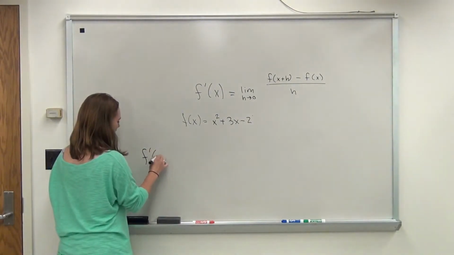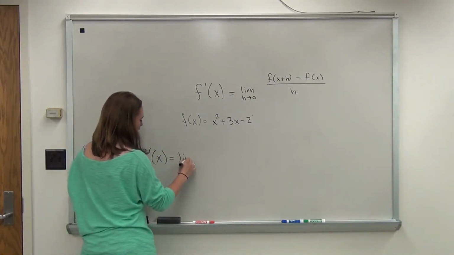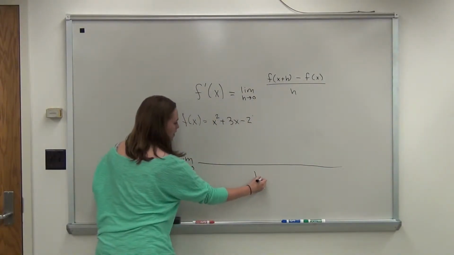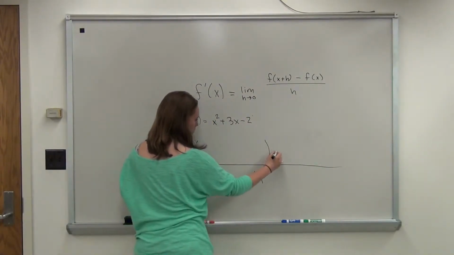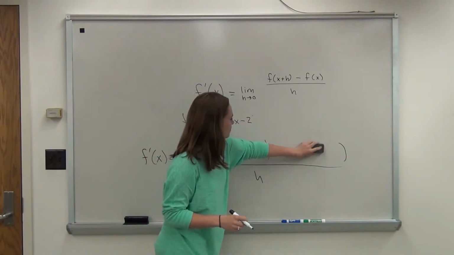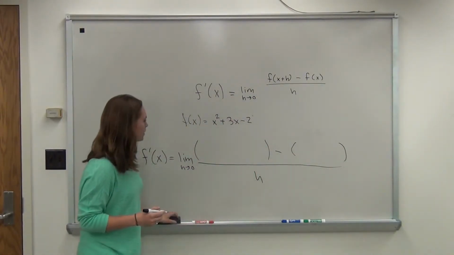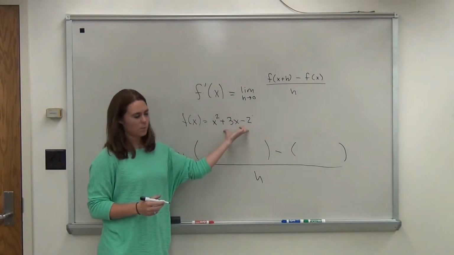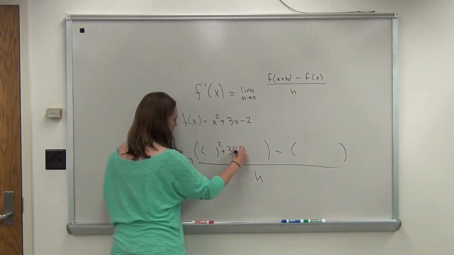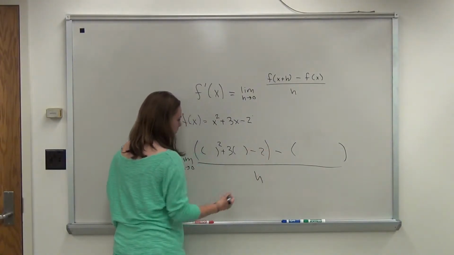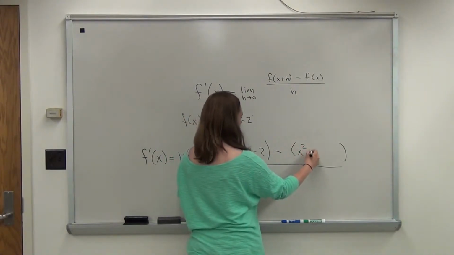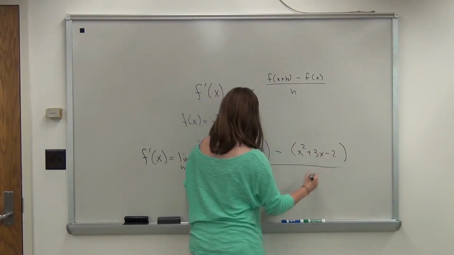So we have f prime of x is equal to the limit as h goes to 0. We're going to have an h on the bottom. Let's put a big pair of parentheses here, slightly smaller pair of parentheses over there. Actually, let's make that one bigger. There. So now we're going to write down the outline of this problem. It's going to be something squared plus 3 times another something minus 2. And over here we just have our function directly: x squared plus 3x minus 2.